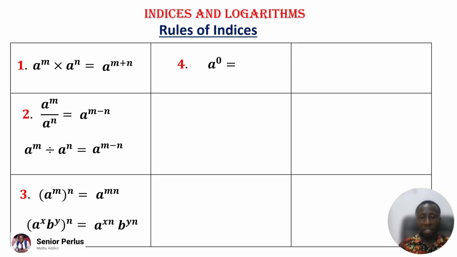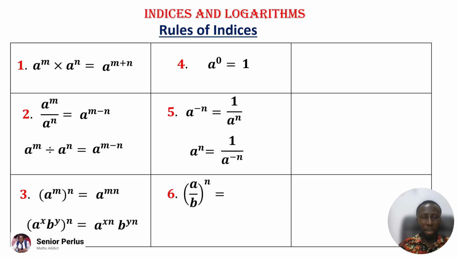We are just revising ourselves. We said any number with the power 0 is 1. That's the property. Then a to the power negative n can be written as 1 on a to the power n, or a to the power n can also be written as 1 out of a to the power negative n. And we talk about this one too: the n will be affected by the a and b, if you want to simplify this.